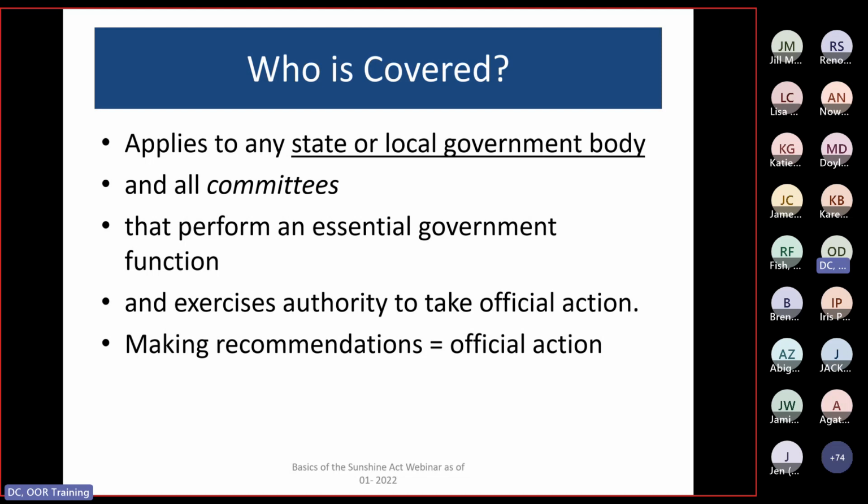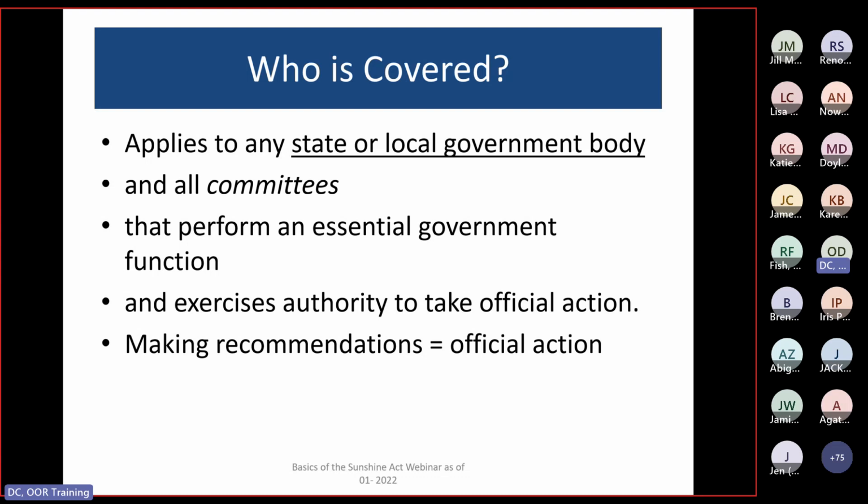So I think you could then argue that in the first example, the girls softball team, any gathering of that committee, because it's not an essential government function, would not thus rise to the provisions of the Sunshine Act. But in the second example, because having relevant ordinances and statutes is important, it is an essential government function, and conversely, their gatherings would be subject to the provisions of the Sunshine Act. Then we move up to the next factor, exercises authority to take official action.